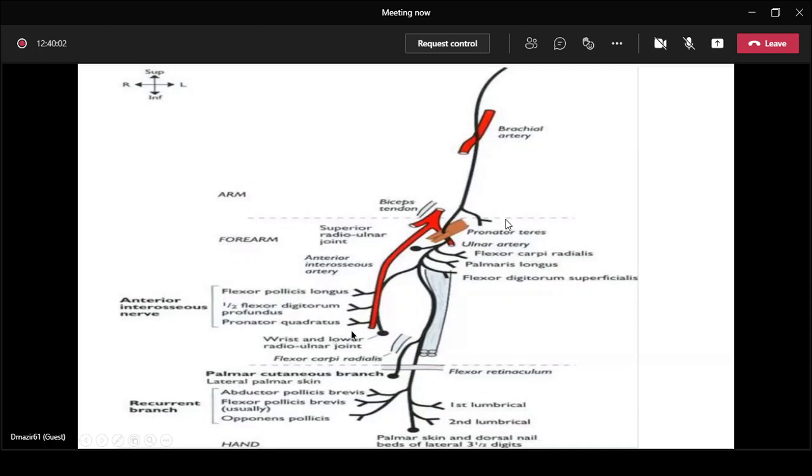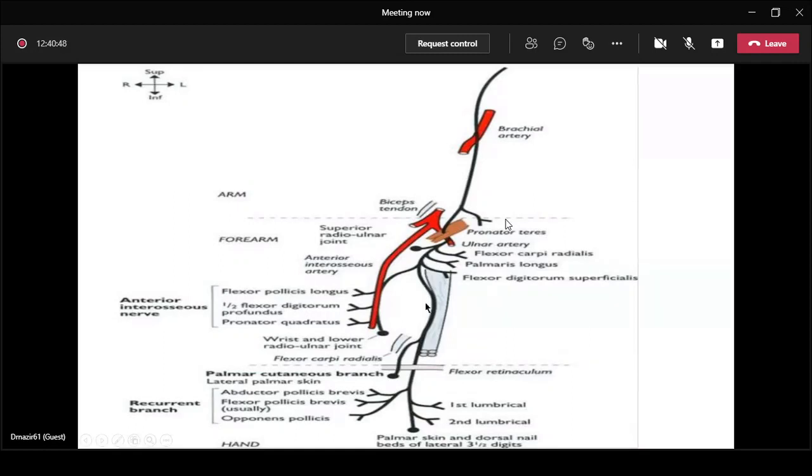Then it gives branches to the wrist and lower radioulnar joint. It supplies those also. This is the flow chart of the median nerve in the forearm. The muscular branches to the common flexor area and the deep muscles, flexor pollicis longus, digitorum profundus, and pronator quadratus. Then the wrist joint and the lower radioulnar joint. The interosseous membrane is also known as the middle radioulnar joint.